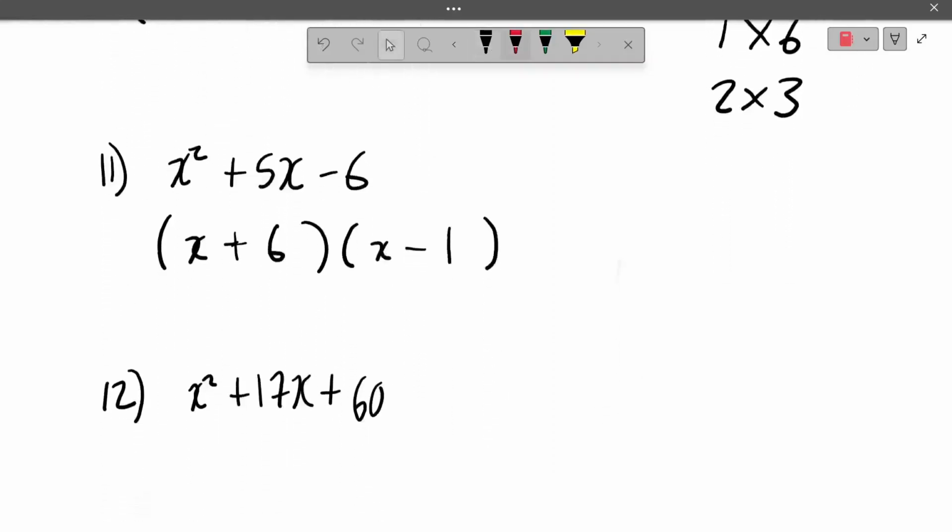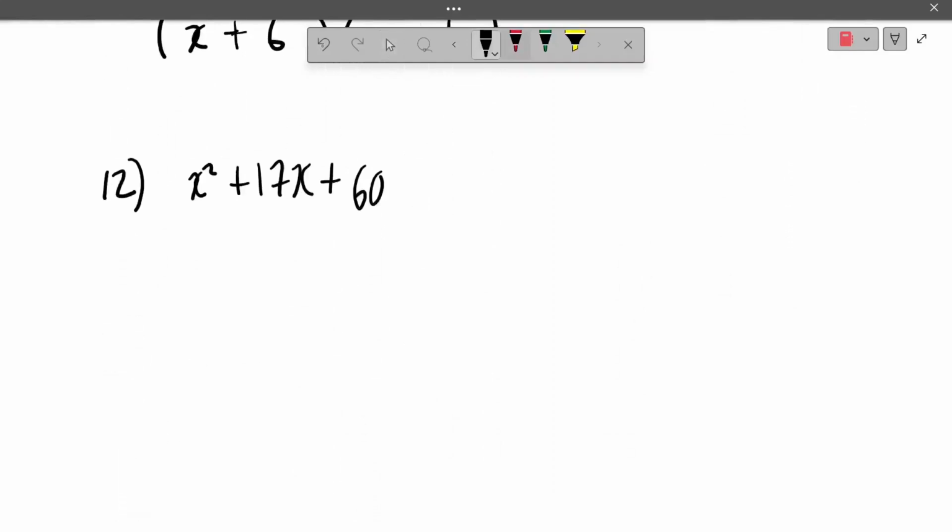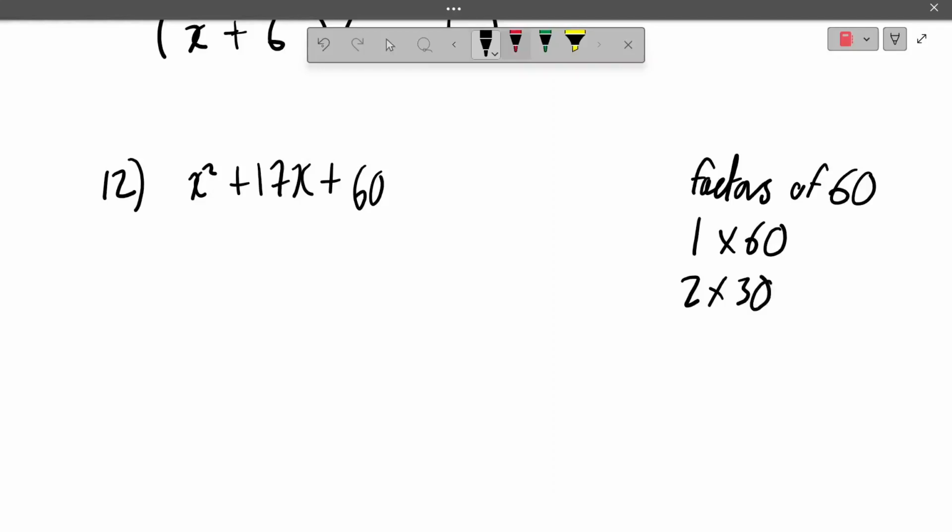Okay, let's look at our final one. So we scroll down, and we now need the factors of 60. And I don't tend to see much beyond factors of 60. So you've got 1 times 60, 2 times 30, 3 times 20, 4 times 15, 5 times 12, and 6 times 10.